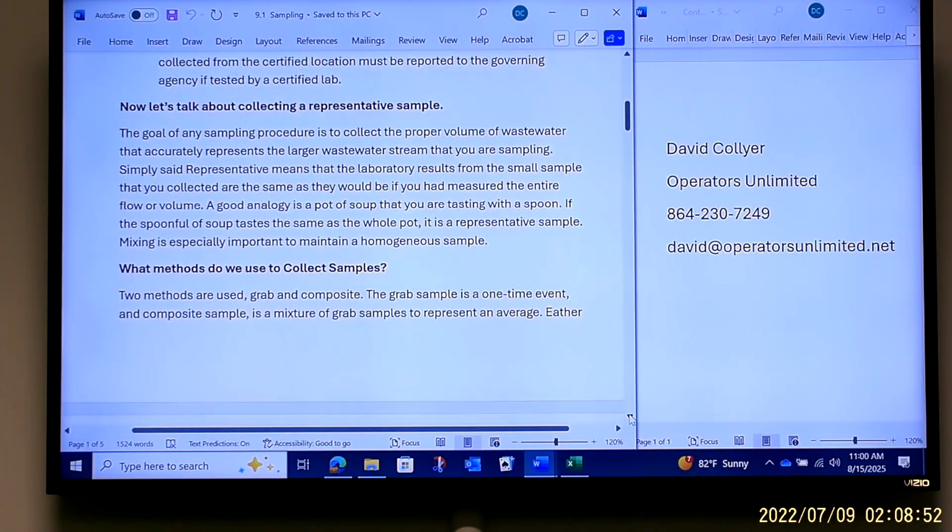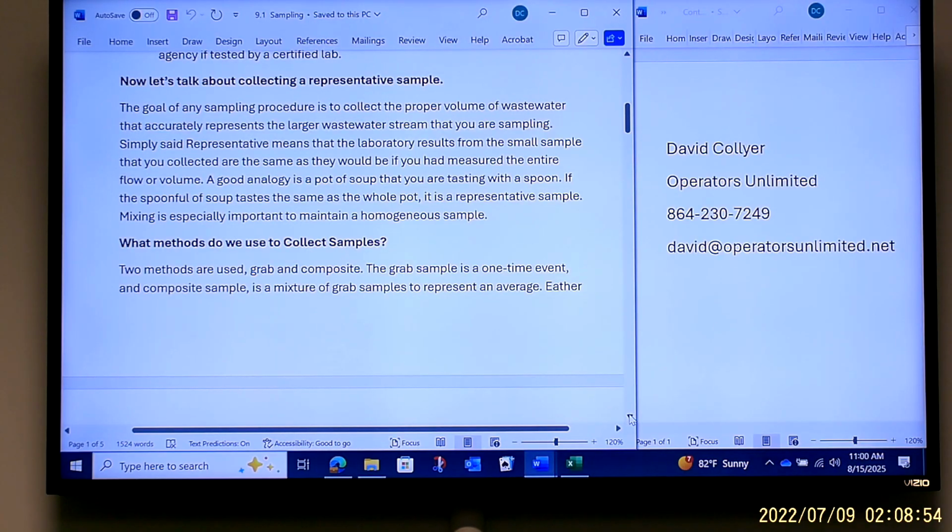Now let's talk about collecting a representative sample. The goal of any sampling procedure is to collect the proper volume of wastewater that accurately represents the larger wastewater stream that you are sampling.